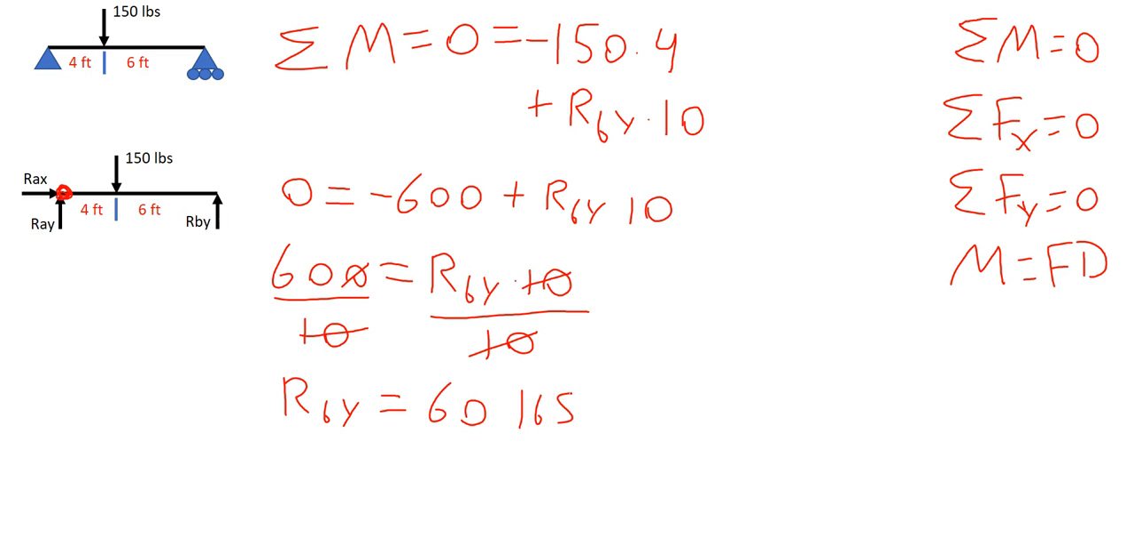The next equation that we will use is the sum of the forces in the x direction. As we see, we only have one force acting in the x direction. So by default, and just looking at this problem, we can tell that RAX is probably going to be equal to 0 because there is nothing to resist its force coming from the other direction.